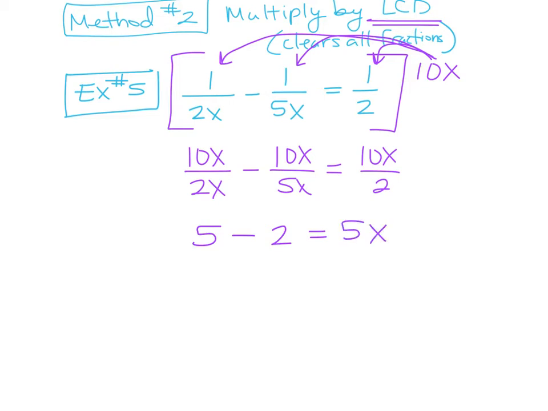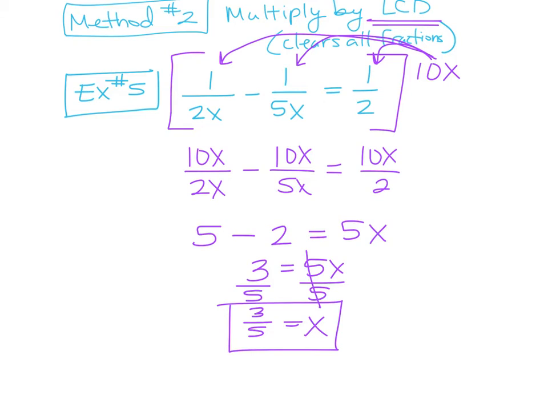So this is your new problem, and now from here, it's lickety-split, right? This is a quick one. So 5 minus 2 is 3 equals 5x, and we divide by 5. So x is 3/5. Does that make sense? So you're getting rid of the fractions.